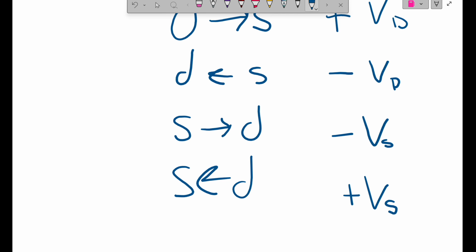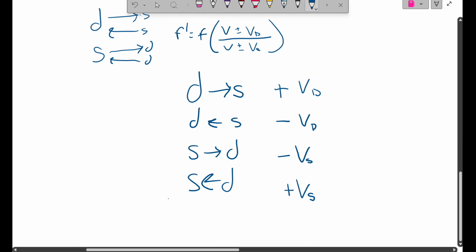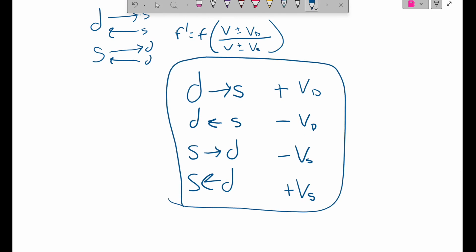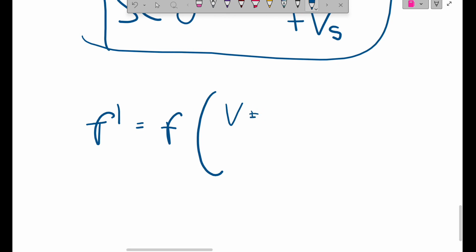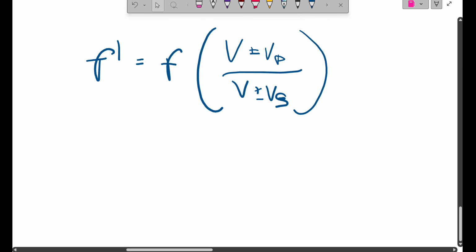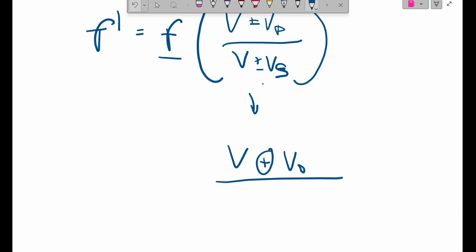The only reason I'm bringing this up again is because you have to have something resembling this on your note card. You want to remember this, because if your signs are messed up, f prime is equal to f times v plus something. This is a ratio that is going to alter f by some amount. Let's say in the numerator you have v plus v_d, and in the denominator the source isn't moving at all, so you just have v.